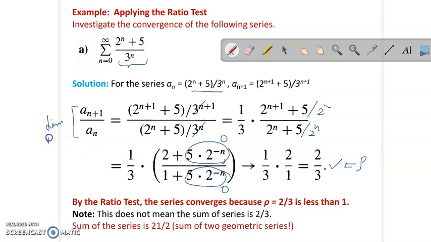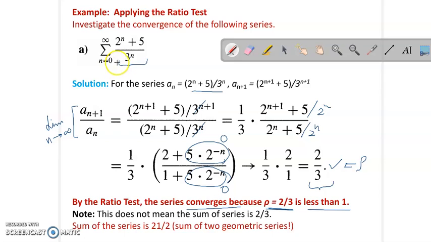So 2 by 3 is the value of rho. When you take the limit as n tends to infinity, this turns out to be 2 by 3, and since this rho, 2 by 3, is less than 1, by the ratio test we conclude that the series converges. One point to notice here is that rho has nothing to do with the sum of the series. Rho is not the sum of the series. Rho is a number which tells you the behavior of the series. This doesn't mean that the sum of the series is 2 by 3. You can actually find the sum of the series if you're interested.